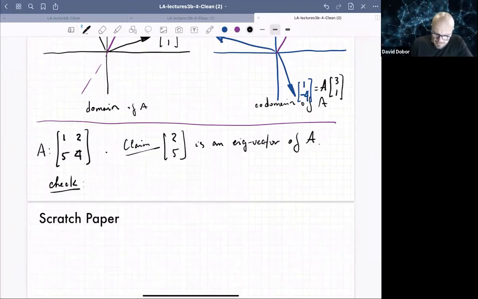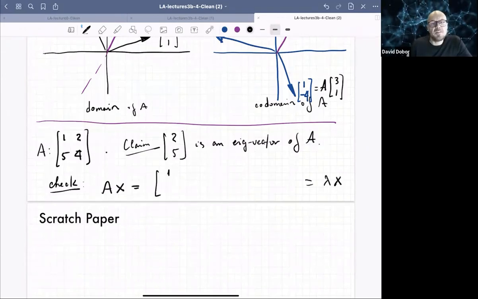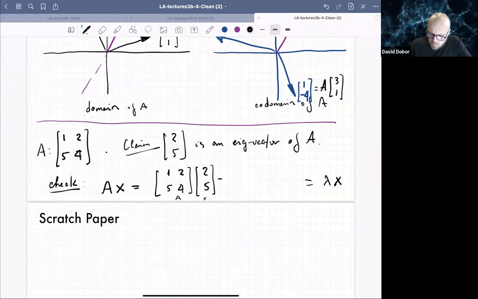Indeed, A times X. What has to happen for this vector to be an eigenvector of A? It must end up being a multiple of itself on the other side. So now I'm going to apply A to X. Here's my A, 1, 2, 5, 4, and I'm going to apply it to this vector, my X, 2, 5. Let's compute it. What comes out on the other side? 1 times 2 plus 2 times 5.